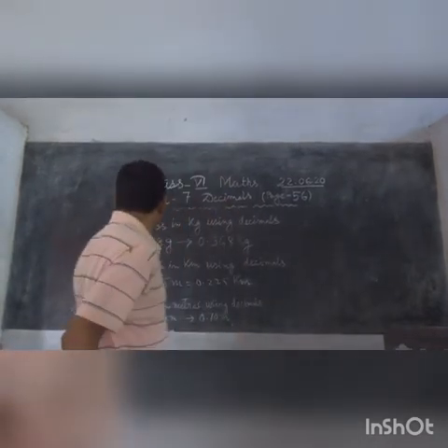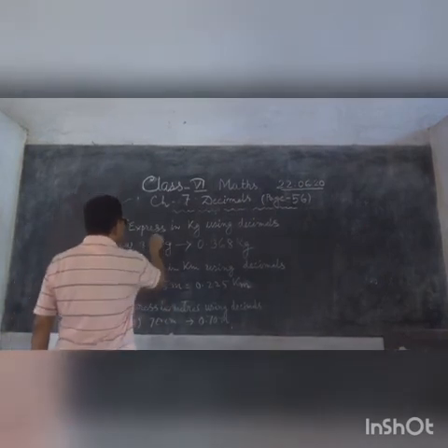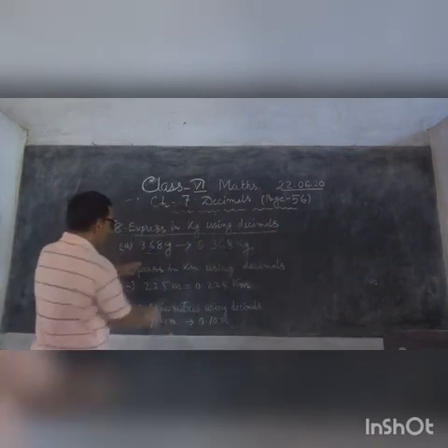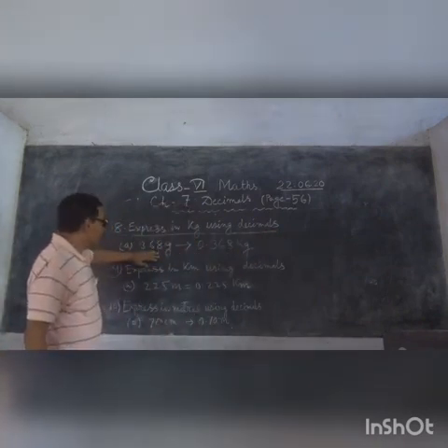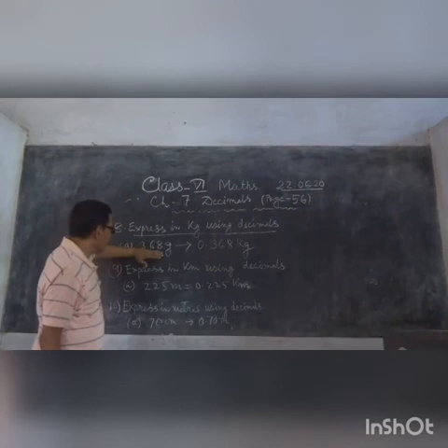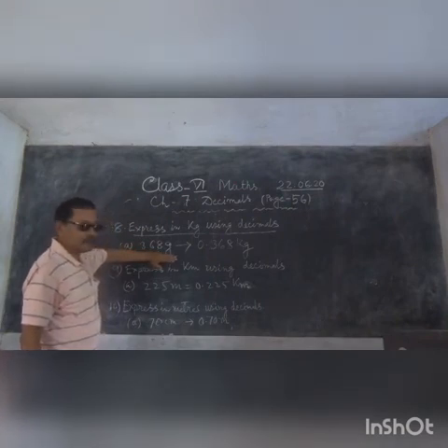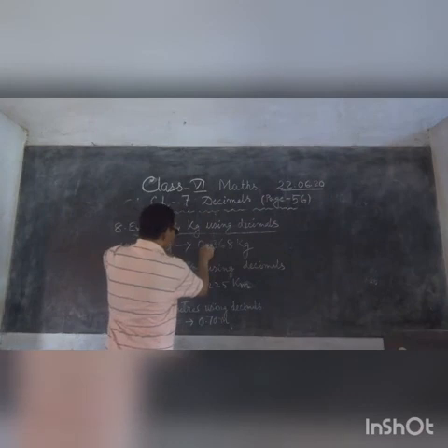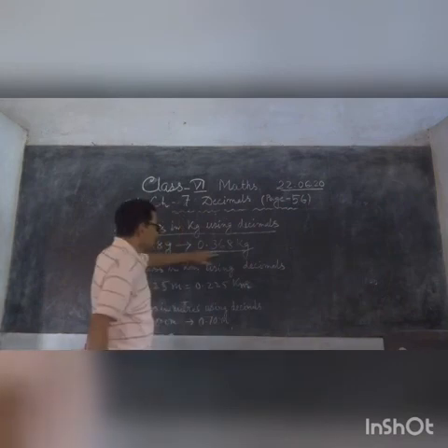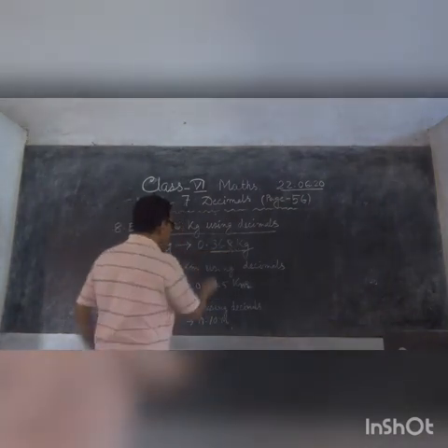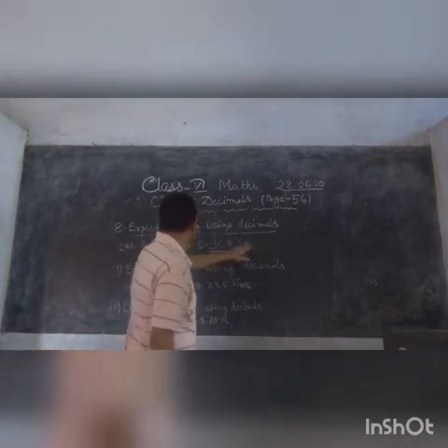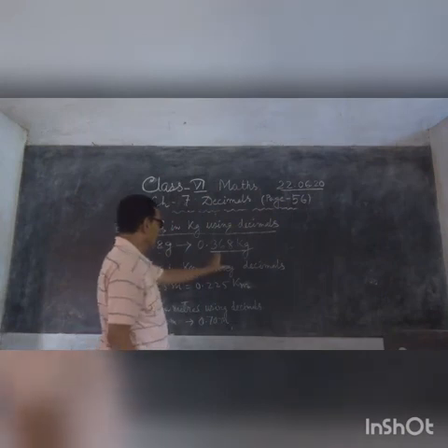Now see question number 8. Express in kilograms using decimals. It is given in grams. So we know 1000 grams makes a kilogram. So this is written in grams, 368 grams. When you write it in kilograms, put 0.368. This is kilogram, not 368 kilograms. So you have to read it as 0.368 kilogram, grams converted into kilograms.